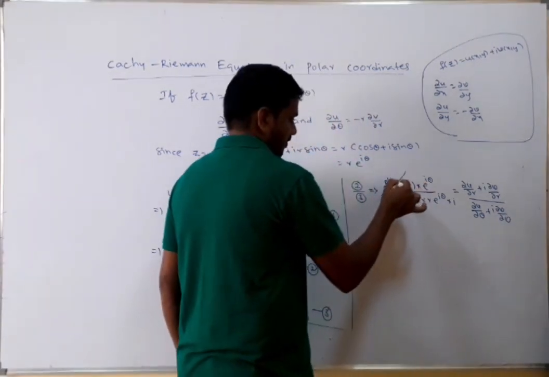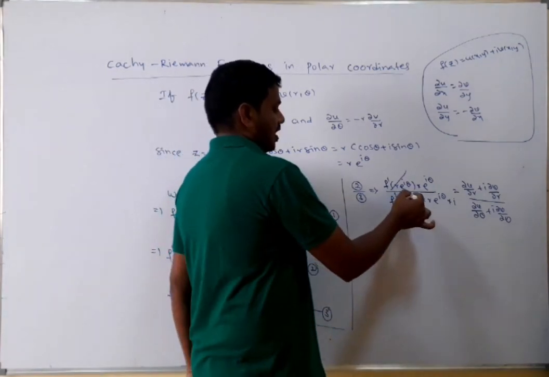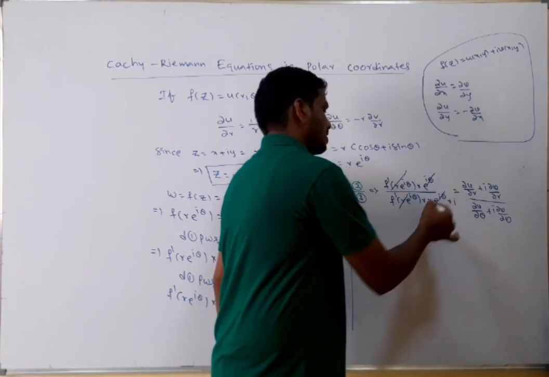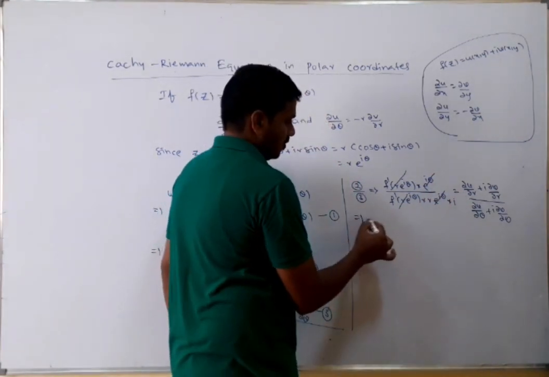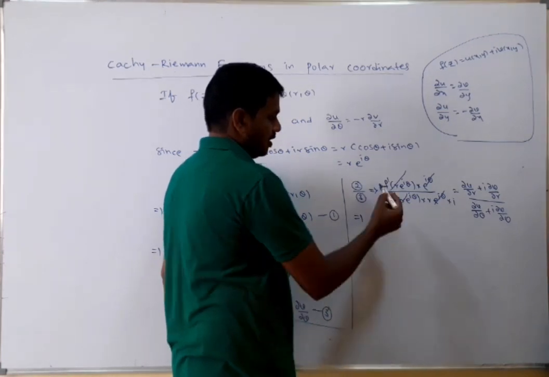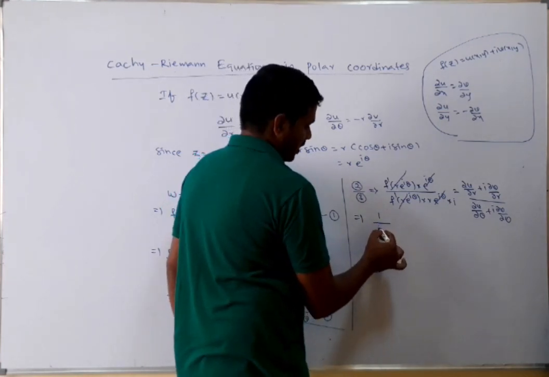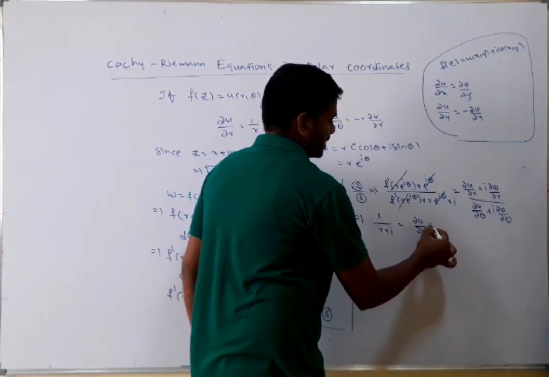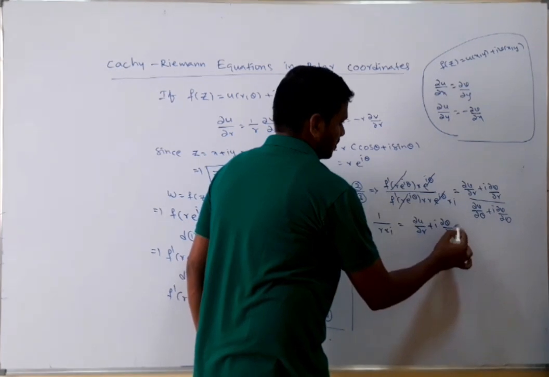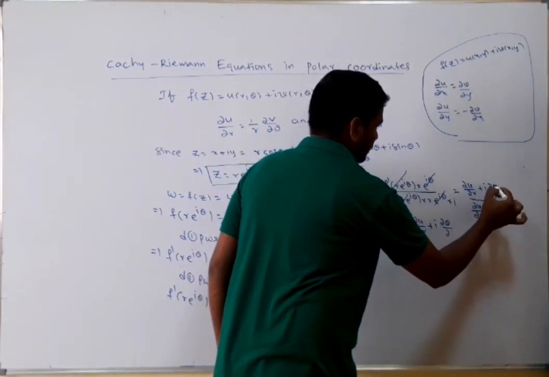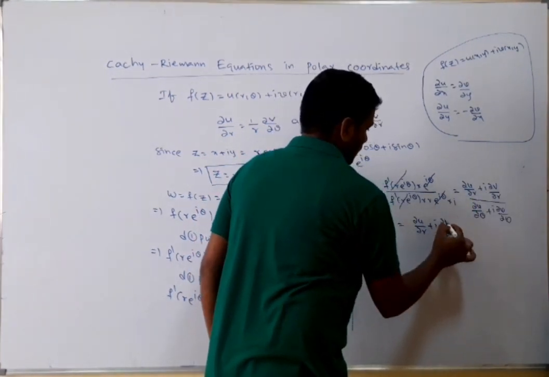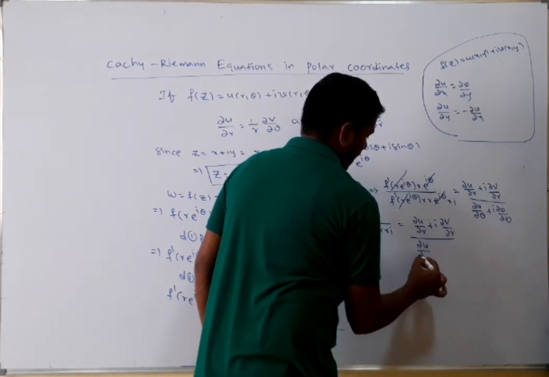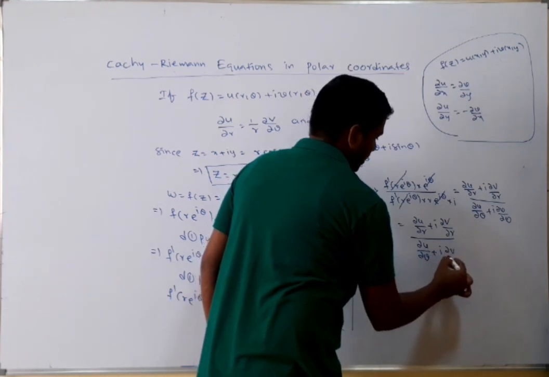Here f dash of re^(iθ) gets cancelled, and e^(iθ) also gets cancelled. So finally what we have is 1 divided by r into i is equal to ∂u/∂r plus i ∂v/∂r, divided by ∂u/∂θ plus i ∂v/∂θ. Sorry, not theta, it is v.